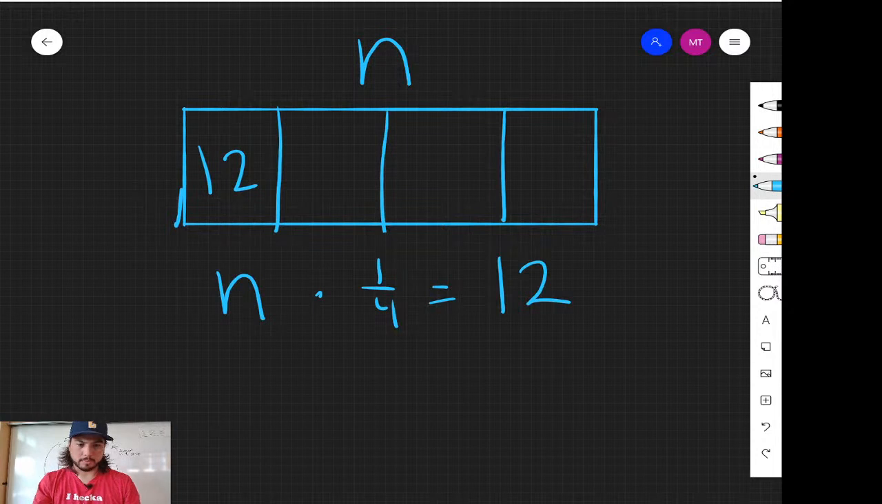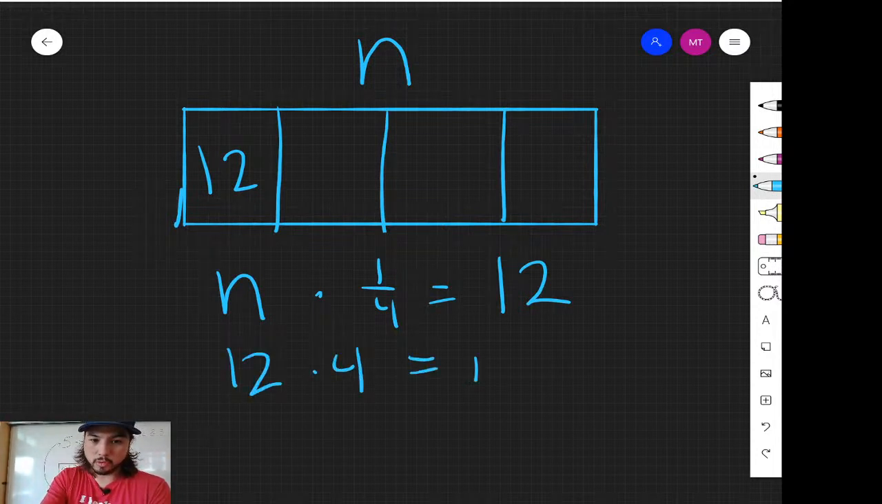Okay, I'm also seeing some 12 times 4 equals n. Sure, right? 12 plus 12 plus 12 plus 12. You could do that way. Okay, what other equations could we use here? We've got n times 1/4 equals 12. Yes. How about a division equation? Can anybody get a division equation in there?